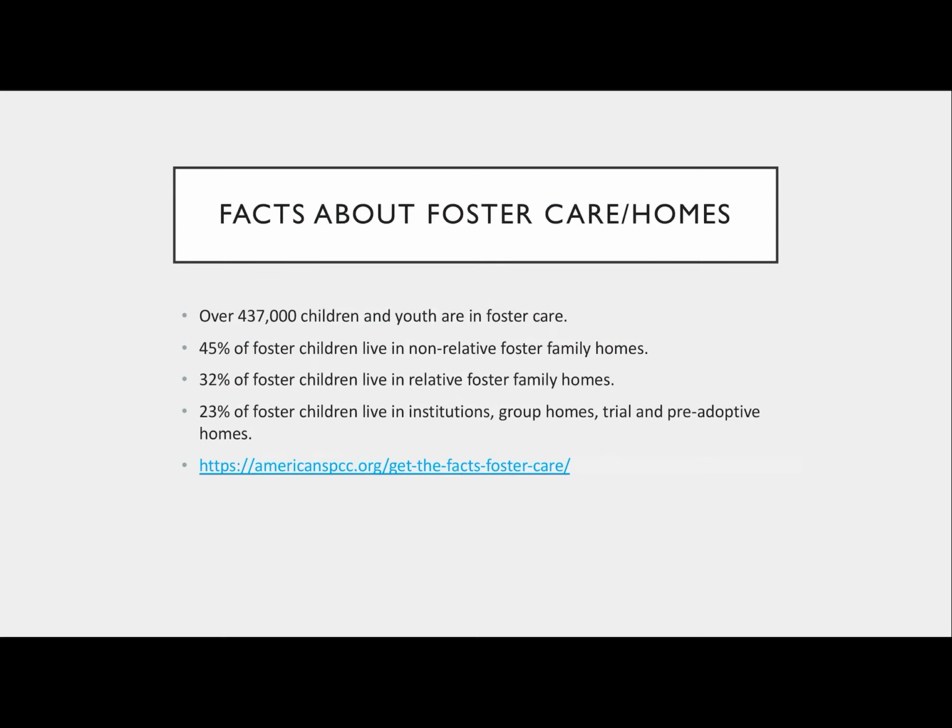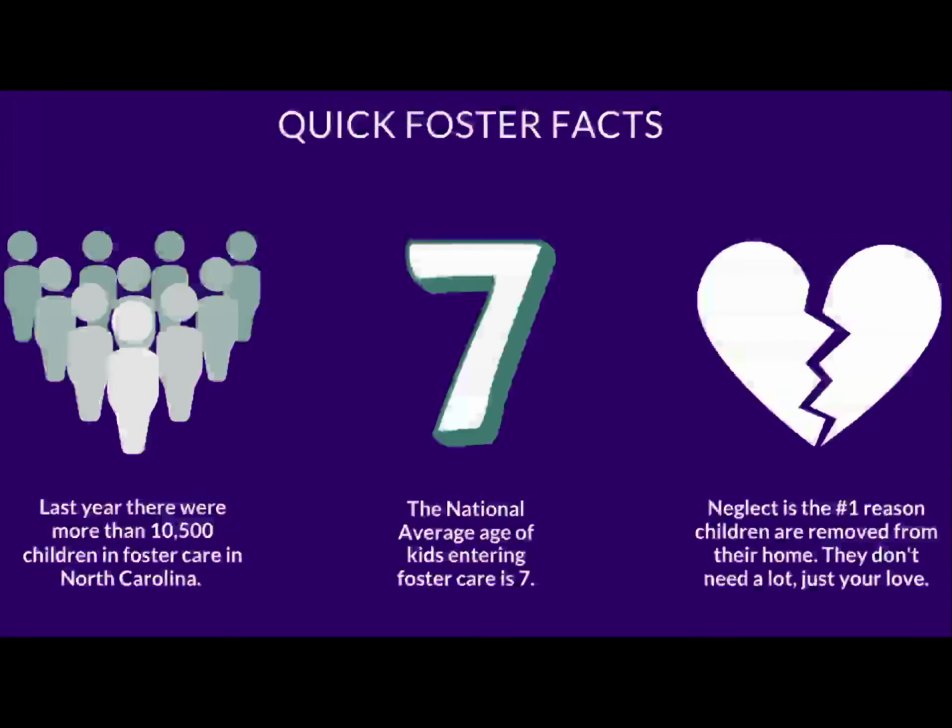32% of foster children live in relative foster family homes, so 32% do live with some sort of family member or bloodline. 23% of foster children live in institutions, group homes, trial and pre-adoptive homes. So that means centers or settings where there's more than one child, and pre-adoptive homes where they might be getting adopted. Normally younger children are adopted first, and others may stay if they've been in foster care for too long.